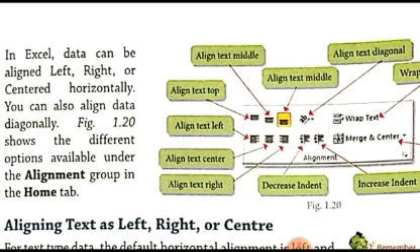Then in the second row, the first one is align text left, the second one is align text center, and the third one is align text right. Then there are some buttons in the bottom row: 2 buttons for decreasing indent and increasing indent. Indent means the space between the cell boundaries and the content. If you want to provide some space between the cell boundaries and the content, you have to increase the indent. Similarly, you can decrease the indent also.